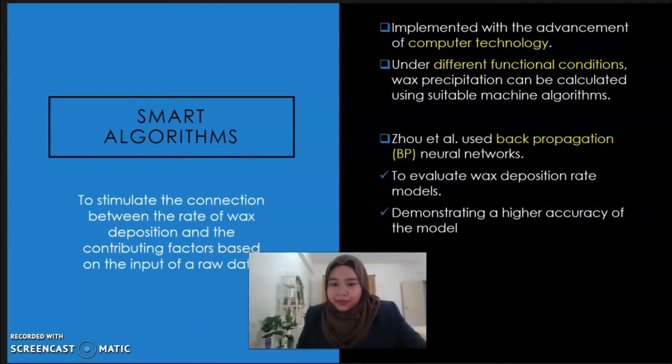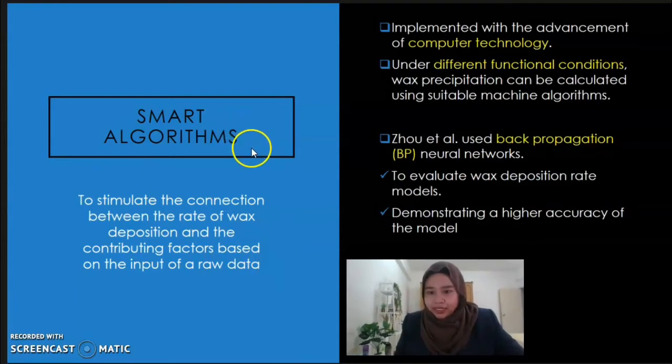Okay, the next method is a smart algorithm, which is to simulate the connection between the rate of wax deposition and the contributing factors based on the input of raw data. A different model for the prediction of wax deposition based on simulation by smart algorithm has been extensively implemented with the advancement of computer technology over the years. This method predicts wax deposition in such a way that under different functional conditions, wax precipitation can be calculated using a suitable machine learning algorithm.